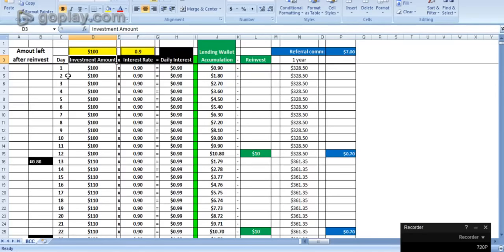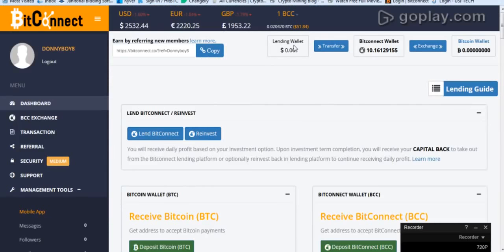So if you put in your initial investment of $100, you'll be getting the average of 0.9% interest every day, and that is going to pay you out about 90 cents per day. So you can see here is your wallet. That is just using this amount right here. So that's where your daily interest rate, as you just saw, shows up.